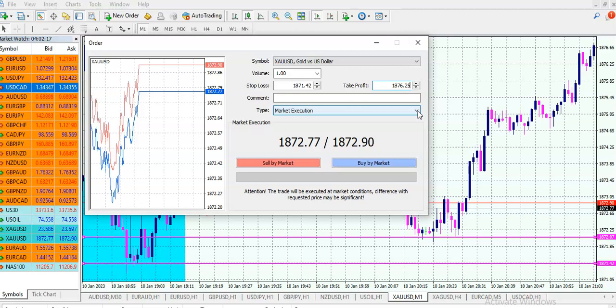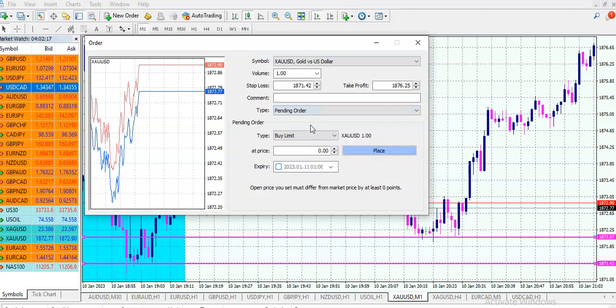But there are some other options. Once you have got your confirmation, you may not really have all of the time to stay on the chart. You can as well set up your trade order and go your way. So if you click the drop down, the options will come out: market execution and pending order. Then you go on to click pending order.